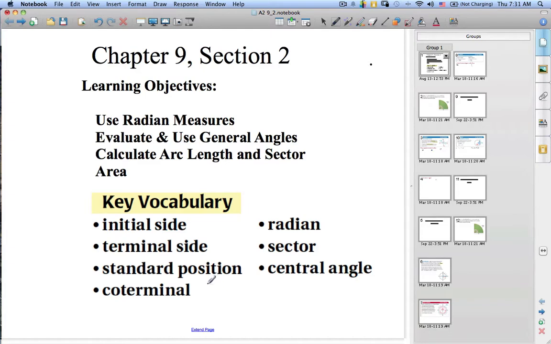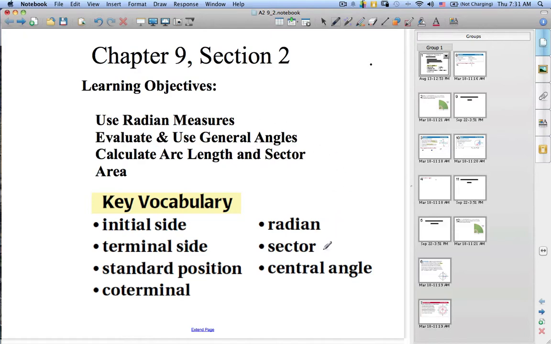Coterminal angles are angles that have the same terminal side. So they have the same initial side and the same terminal side, and they're called coterminal, but they're different angles. So we'll talk about how that happens. We're going to define radians, which would be good if we're going to use radian measures. We need to know what they are.